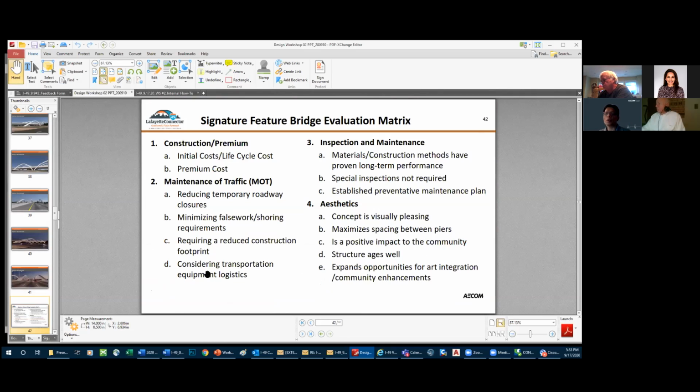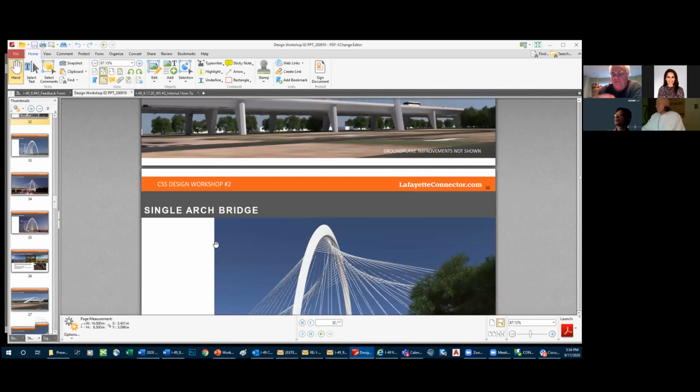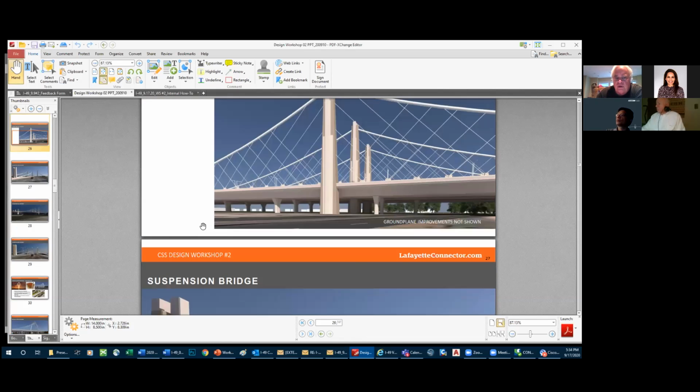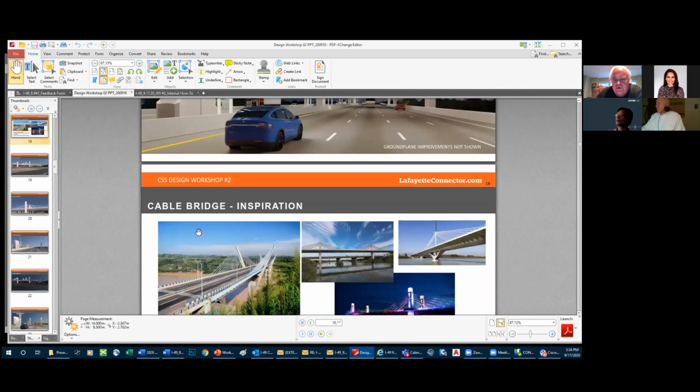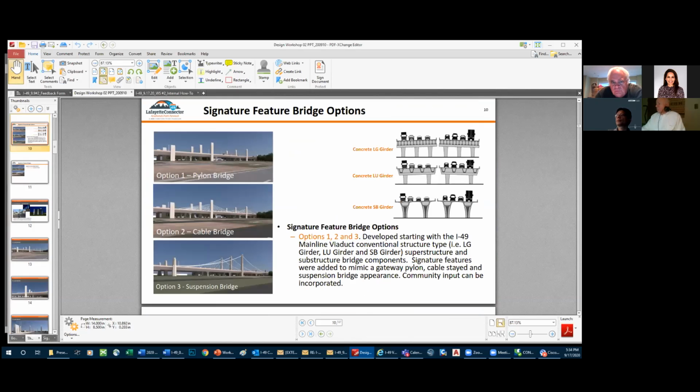So I'll just stop here for a little bit, John, and see if there are maybe some questions about the different structure types. Yeah, should we start maybe with the first three, which were the signature elements as opposed to signature bridges themselves? Is there anything we can clarify for everybody about that? Those were the pylon, the cable, and the suspension bridges. Any thoughts or questions or comments on any of those? I guess not.